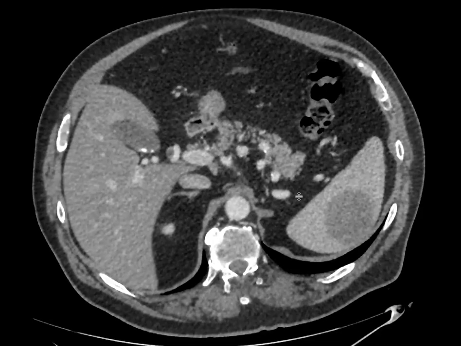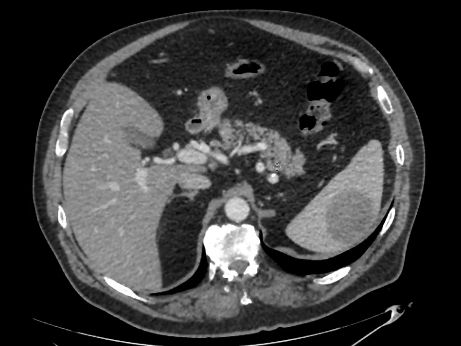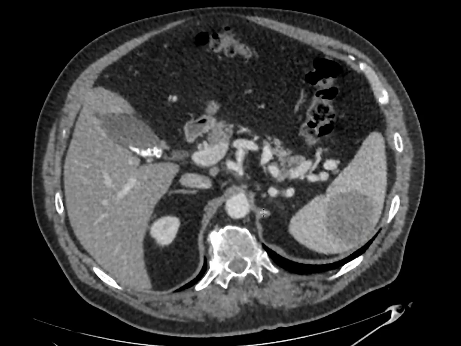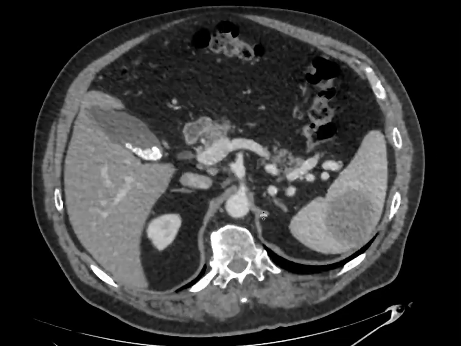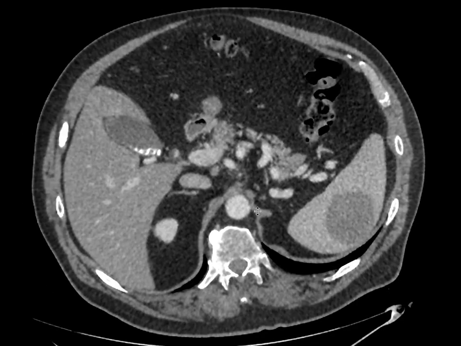And so the idea of metastasis was considered, but a solitary metastasis is considered unlikely. Lymphoma is also in the differential diagnosis, but this would be isolated splenic lymphoma since we don't see any abnormal lymph nodes elsewhere. And so that was considered unlikely.